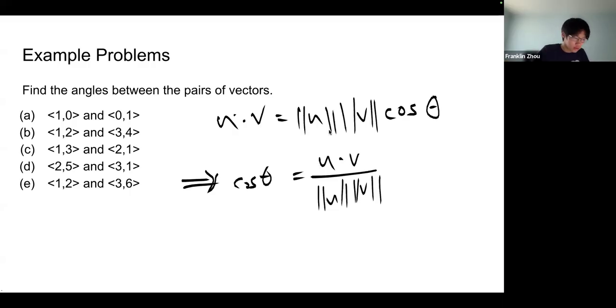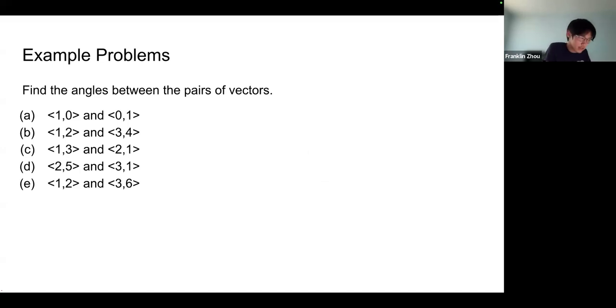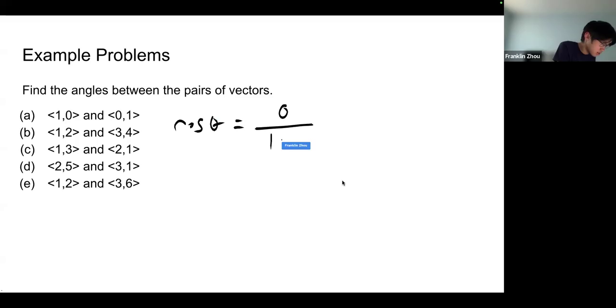All right. I'm going to start going through the solutions now. The first one is pretty obvious what the angle is. The angle is obviously 90 degrees or pi over 2 by just looking at it. But using the formula, the cosine of theta would be equal to the dot product, which is 0, over the magnitudes, which is 1 times 1. And this is 0, and we can just plug in pi over 2 or 90 degrees here. I'll just use degrees, I guess.